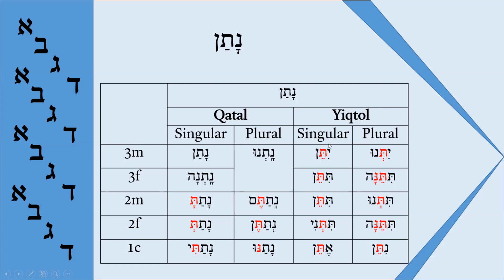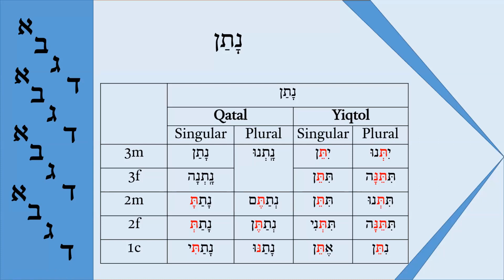Yiten, he will give. Titen, she will give. Titen, you, masculine singular, will give. Titen, you, feminine singular, will give. Eten, I will give. Yitnu, they, masculine, will give. Titenna, they, feminine, will give. Titnu, you, masculine plural, will give. Titenna, you, feminine plural, will give. And Niten, we will give.